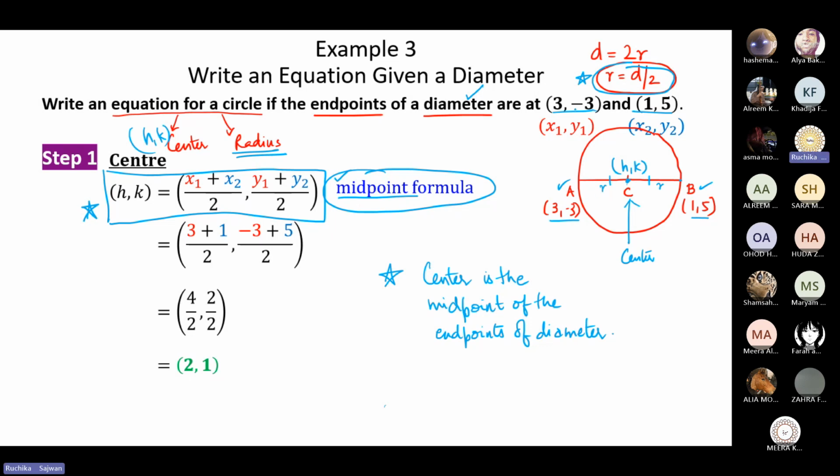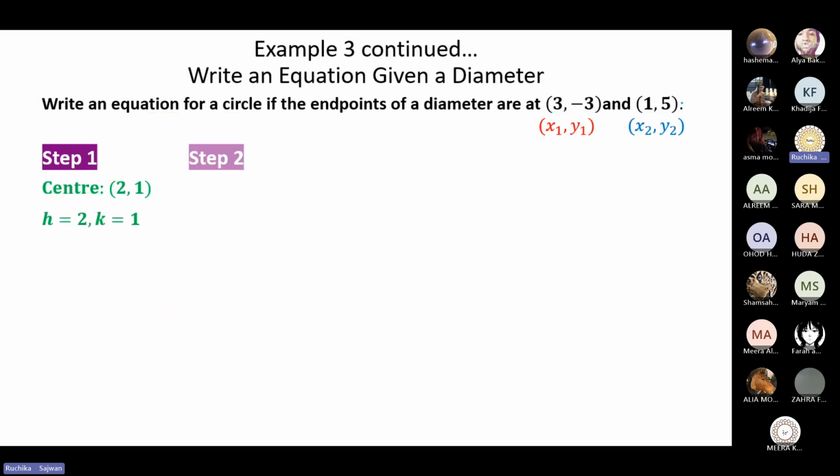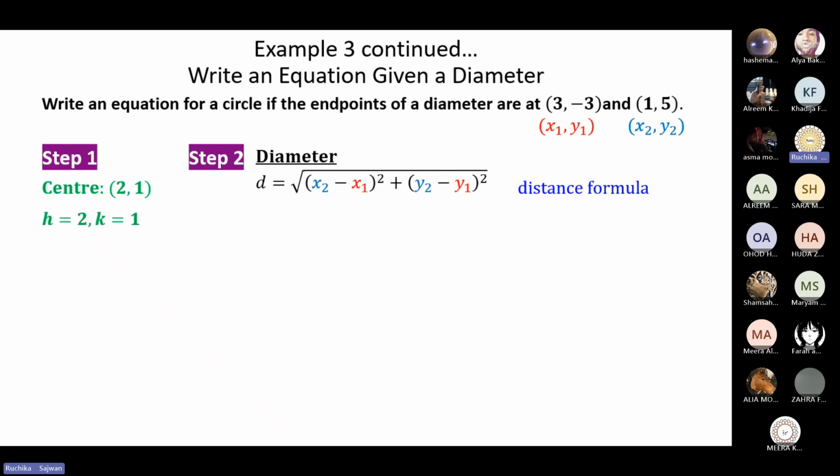I will use these 2 points, (3, -3) and (1, 5). So which formula do you use to find distance? You remember from previous class? What is the distance formula? You know this formula, right? Can you all see the distance formula? Yes. In this distance formula, we already know the coordinates.